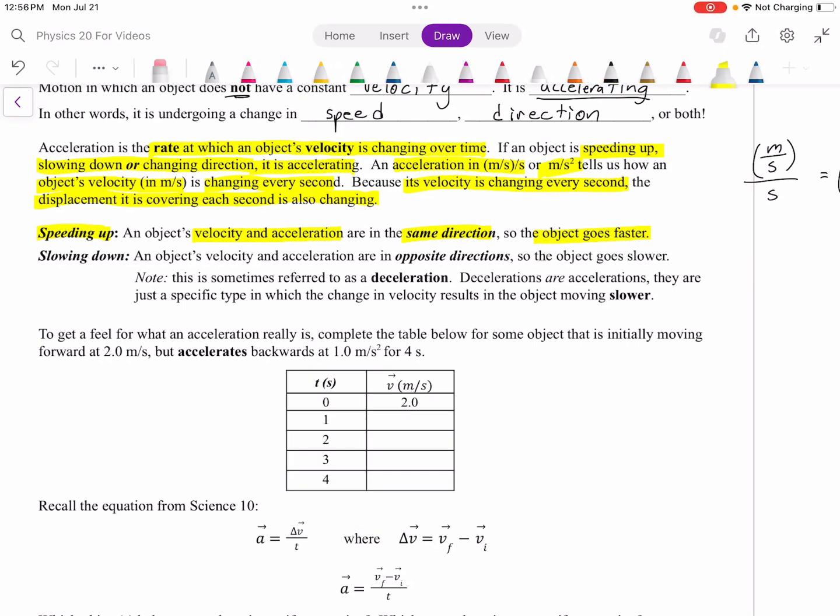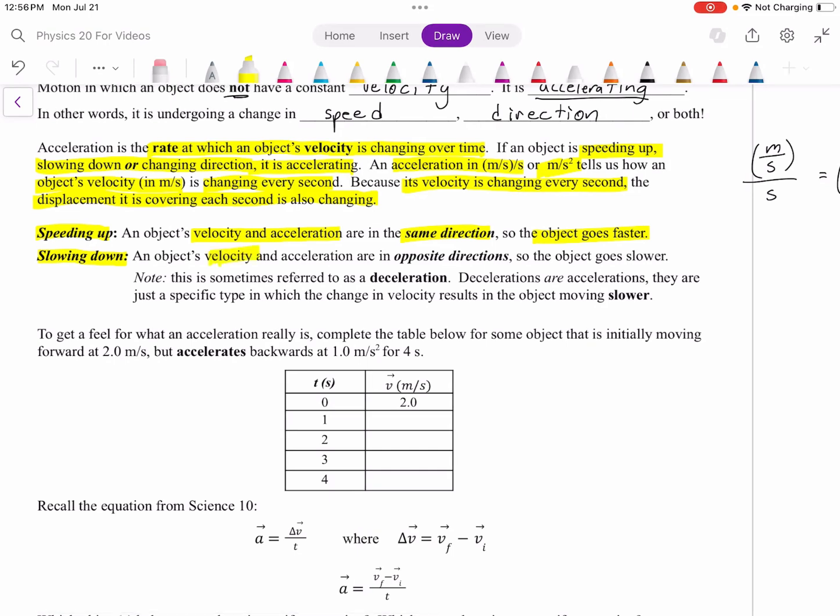But it's also totally possible for an acceleration and a velocity to be in the opposite direction, and that's what is happening if you slow down. So your velocity is in one direction, but it's changing in the opposite direction. And so the object goes slower, right? You do this every time you brake.